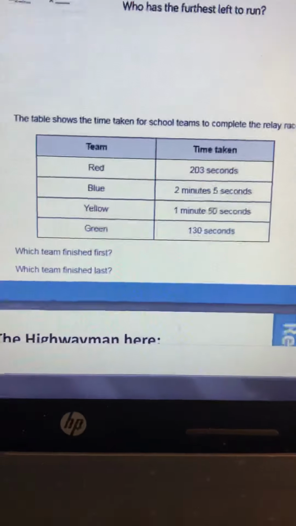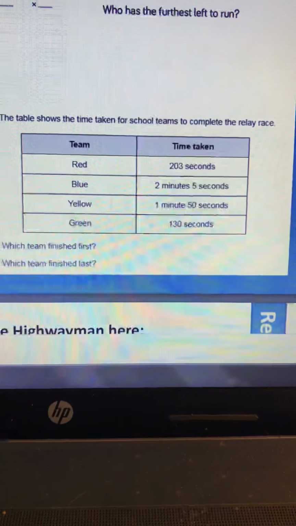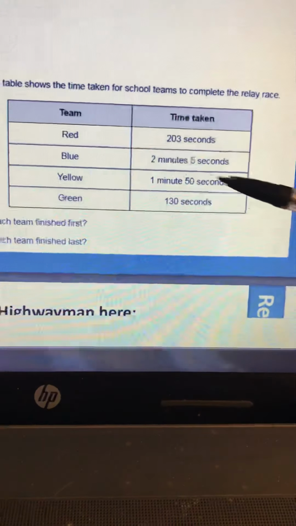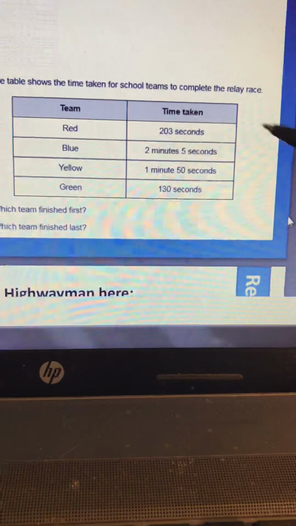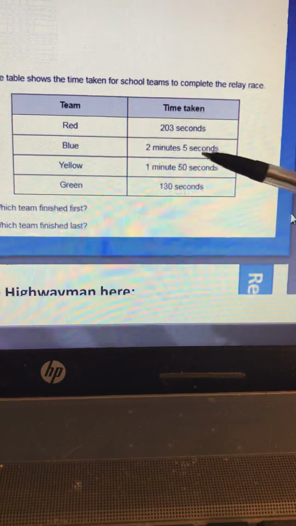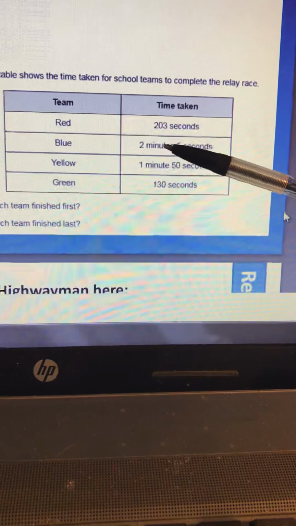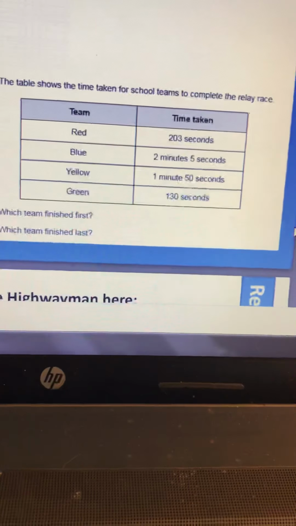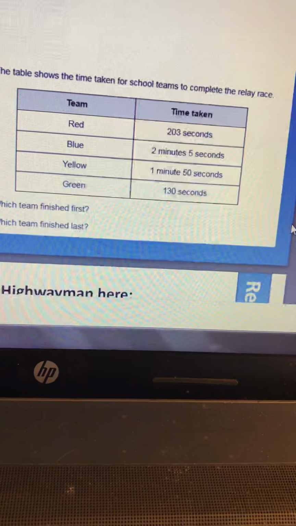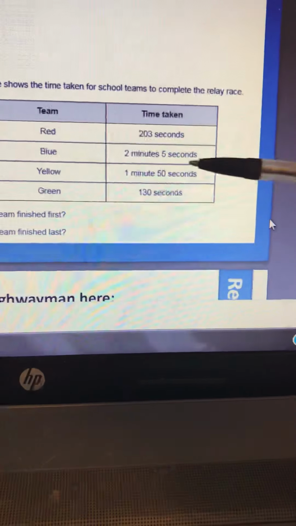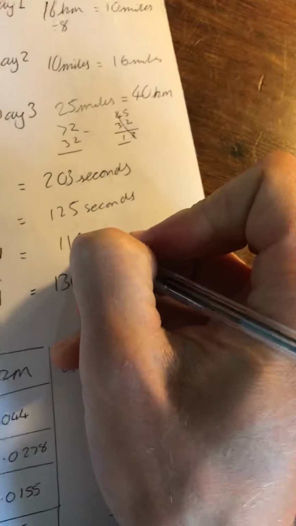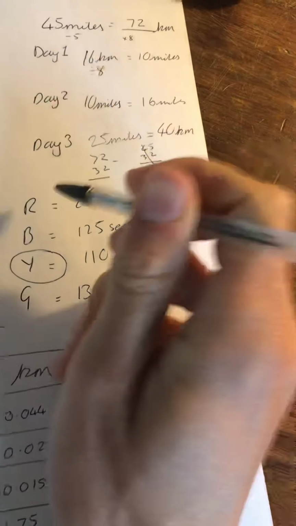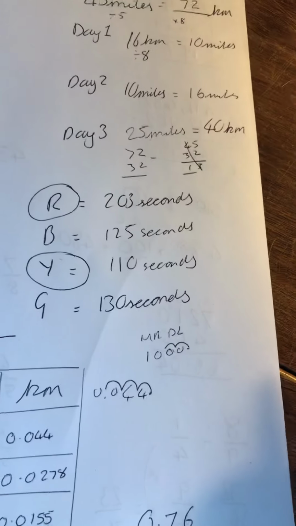And finally, table shows the time taken for school teams to complete the relay race. It's a bit like Kerber and Burbage, etc., isn't it? What I'm going to do to compare them is turn these into just seconds, and then I can find the fastest and the slowest. So 60 seconds in a minute, so I'm going to do 2 times 60 is 120, add the 5, 125 seconds. Make a note of that. And the yellows, 60 seconds, add 50 seconds, be 110 seconds. So, yellows came first, and sorry Kerber, reds came last.